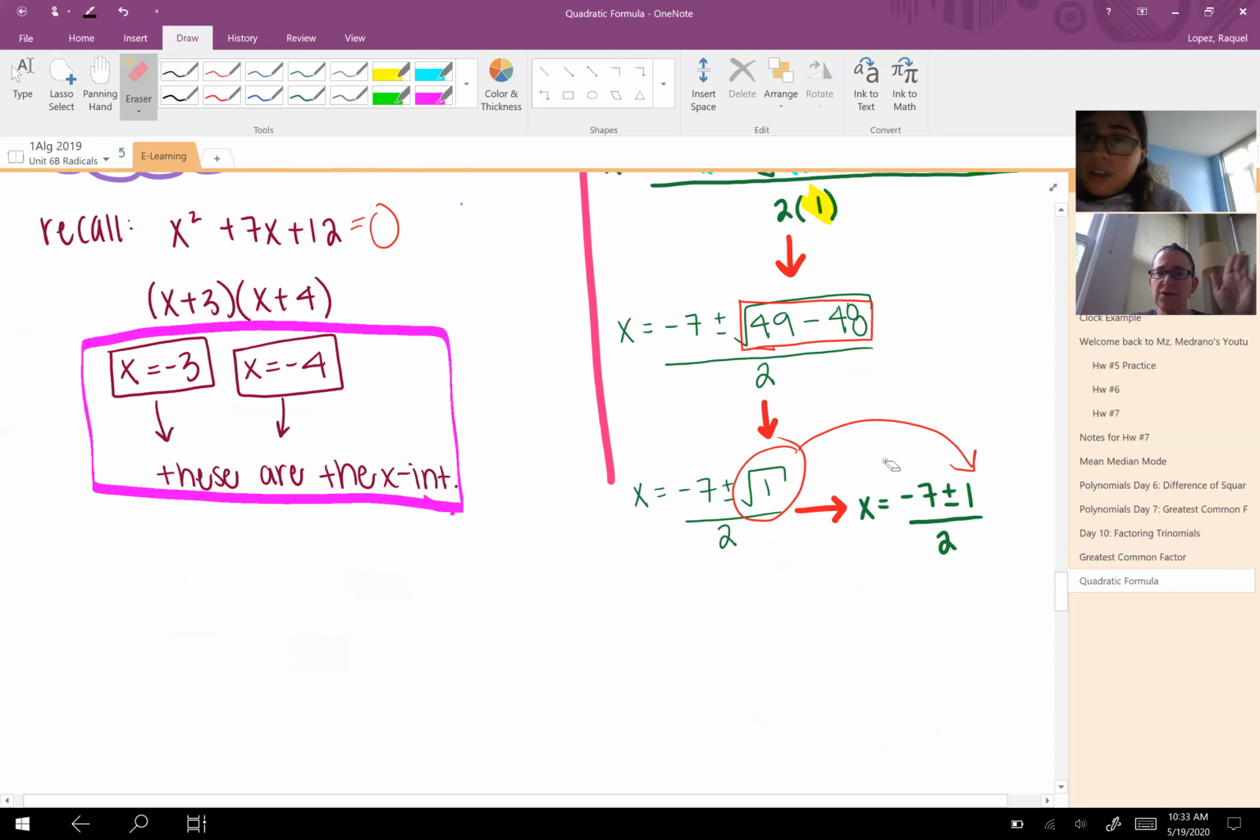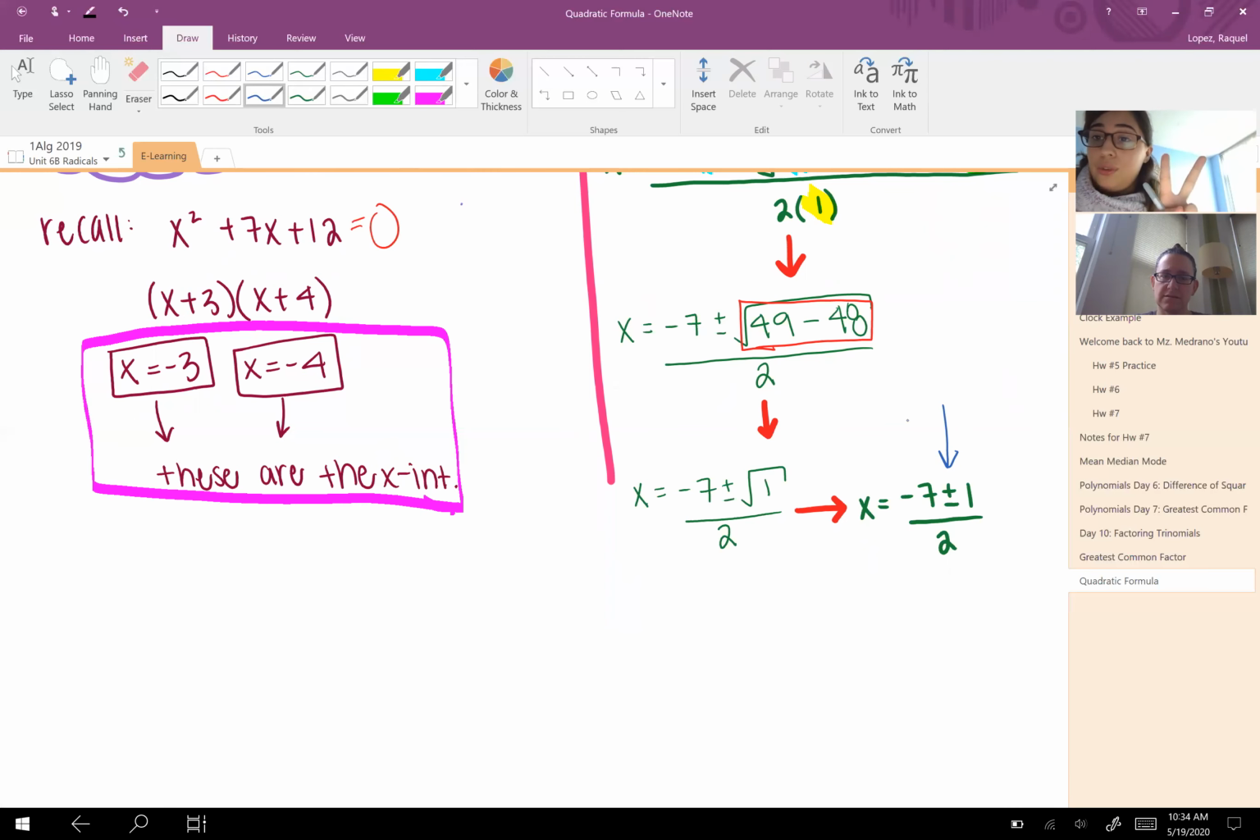So now, I have a question. What's with that plus-minus thing that's in between the -7 and the 1? What does it mean? Yeah, what does it mean? That's how we're going to get our 2 solutions if the quadratic has 2 solutions.